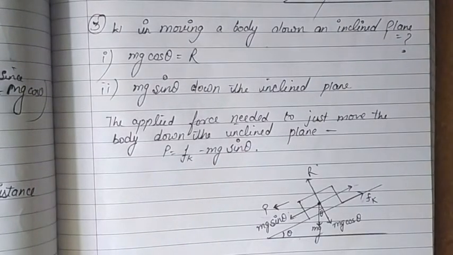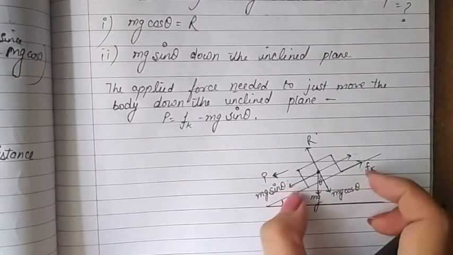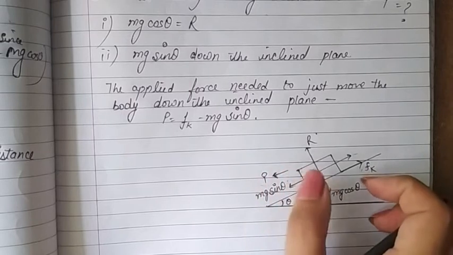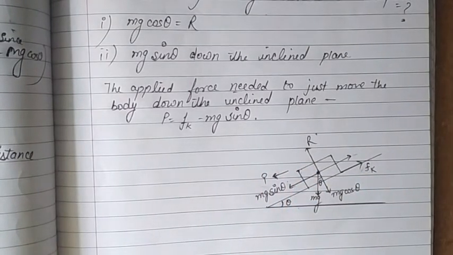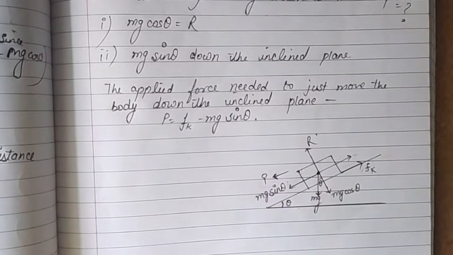P is equal to Fk minus mg sin theta. So this is the difference of these two, right? We have to apply force. That means since we are applying force, the initially downward force was less than Fk. That's why the body was not coming down.